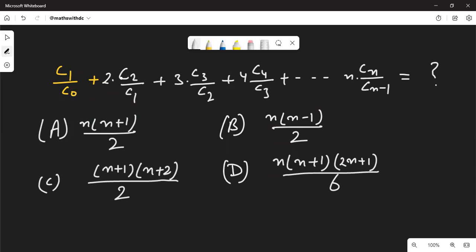C1 over C0, 2 times C2 over C1, 3 times C3 over C2. And this sequence goes on, n times Cn over Cn minus 1. So this is the general term, n times Cn over Cn minus 1. The first one can be written as 1 times C1 over C0.